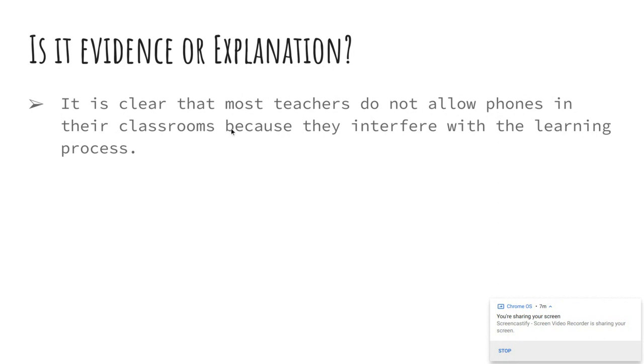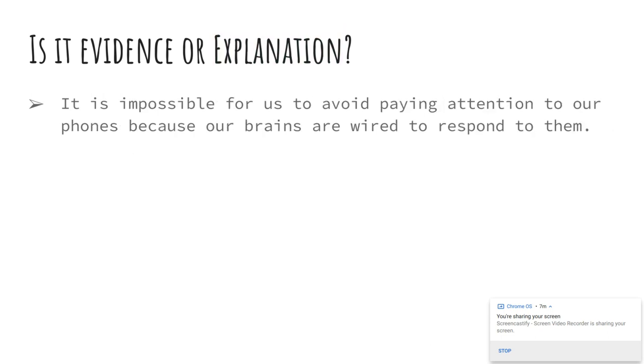They would just give us the facts. It's also giving us an opinion. We have that word because, which is showing the reason why teachers do not allow cell phones. This is an explanation. It is not evidence. Let's take a look at another example. It is impossible for us to avoid paying attention to our phones because our brains are wired to respond to them.